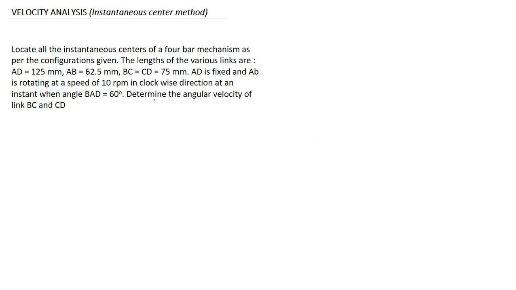AD is fixed and AB is rotating at a speed of 10 rpm in clockwise direction at an instant when the angle BAD is equal to 60 degrees. Determine the angular velocity of link BC and CD. Before solving, let me tell you about instantaneous center.